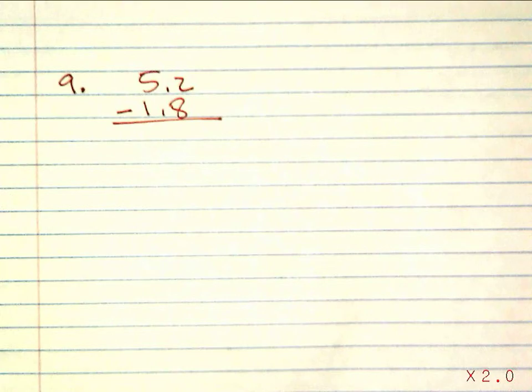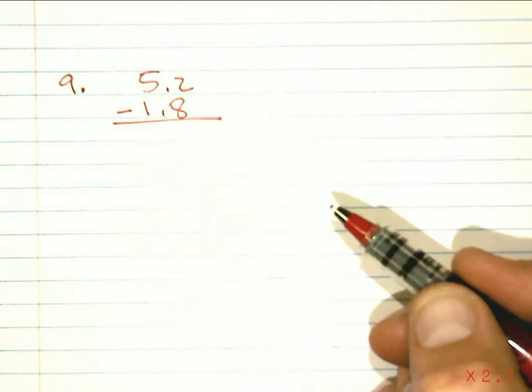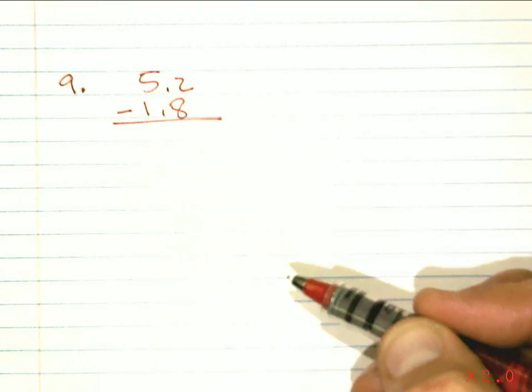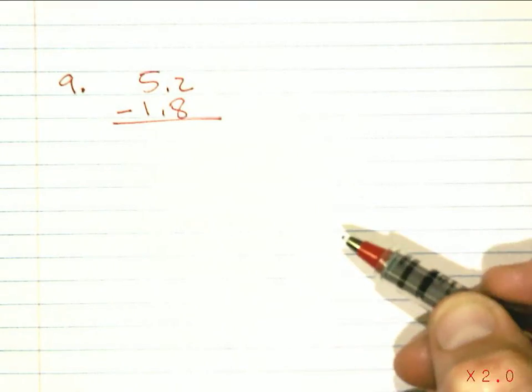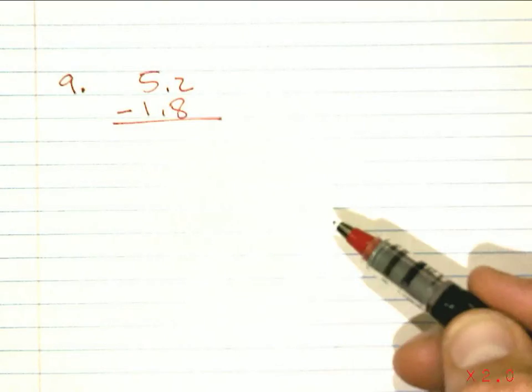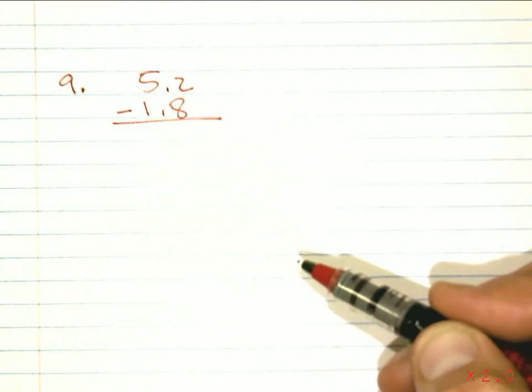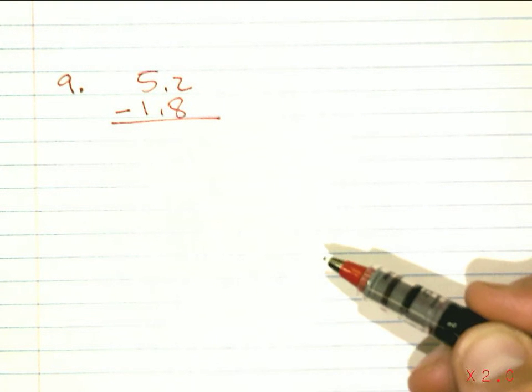Problem number 9 is a decimal subtraction problem, and really again intended to be a mental math problem. But I'm going to do this problem two ways. I'm going to do it using a standard algorithmic way of subtraction, and then I'm going to do it a mental math way that I would tend to do a problem like this.